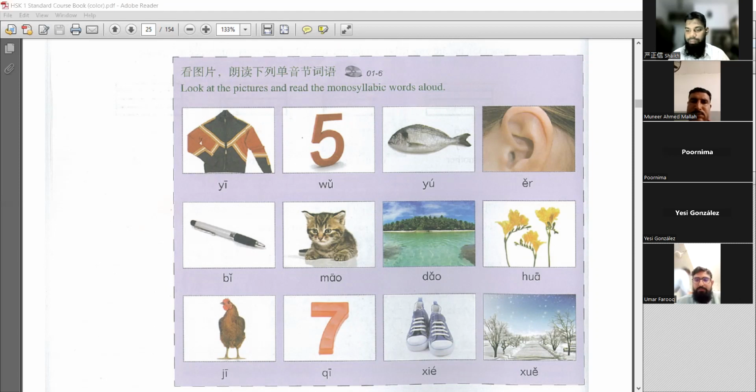朗读下列单音节词语。 Look at the pictures and read the monosyllabic words aloud.